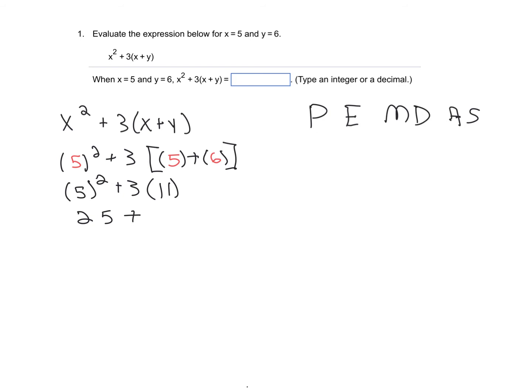That was the step where we were doing exponents, so we can't do this multiplication at this step. We just rewrite it and move to the next step. Now the next step is multiplication and division. The only thing in this problem is this multiplication. So we copy our 25 down, plus 3 times 11 is 33. And finally, we can do this addition. 25 plus 33 is 58. And that is our answer. So up top, in the box where it says when x equals 5 and y equals 6, then x squared plus 3 times the quantity x plus y, the answer is 58. There you go.